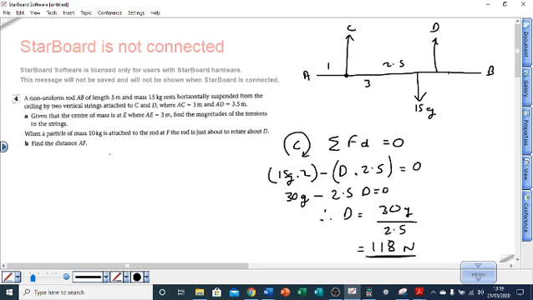Okay, then we're looking at part B. So that was part A. It says when a particle of mass 10 kilograms is attached to the rod at F, the rod is just about to rotate about D.